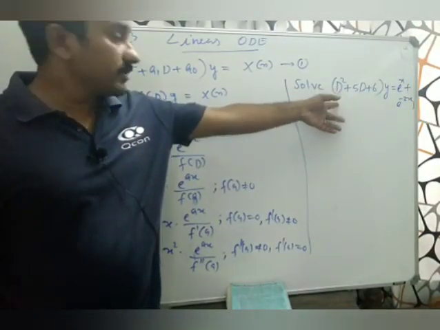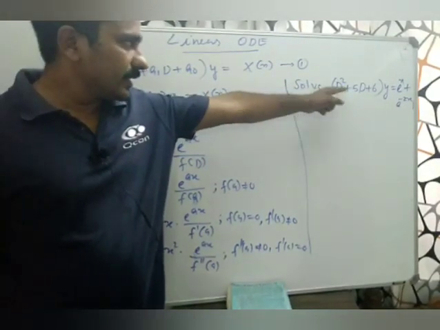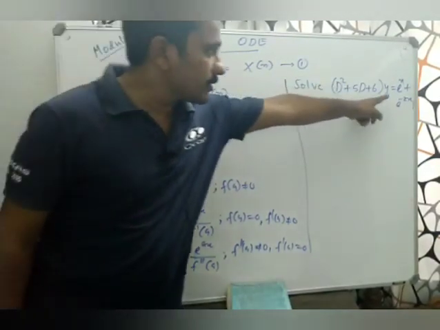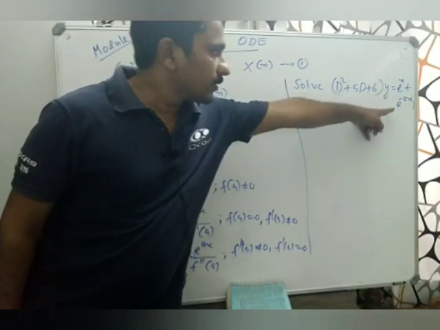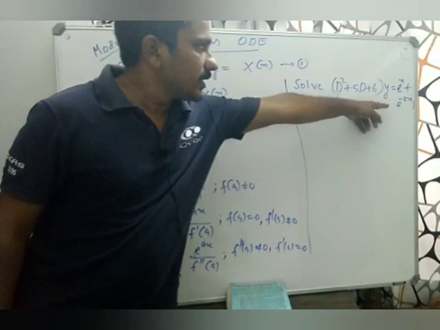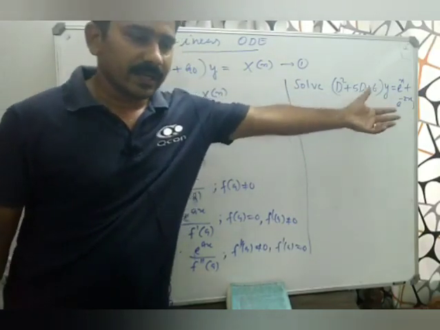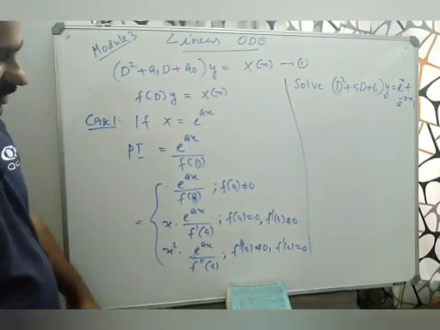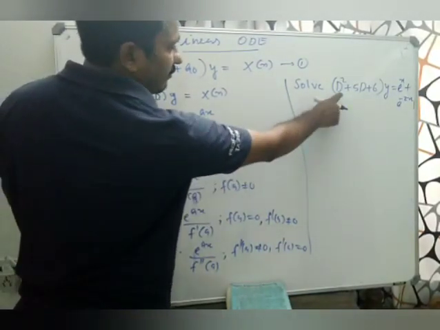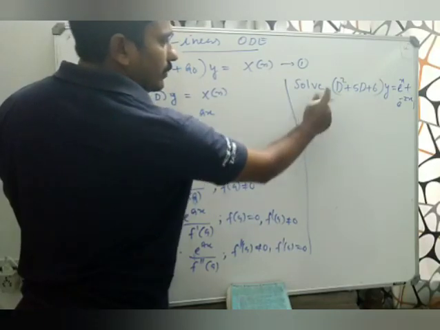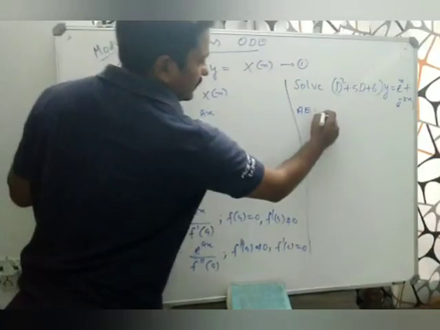So the first thing, we have to find the complementary function, and then we have to find the particular integral. Actually, on the right side, we have two functions. One is e to the power x, the other one is e to the power minus 2x. So we have to find the particular integral of each of these functions separately, and finally we have to add them together.